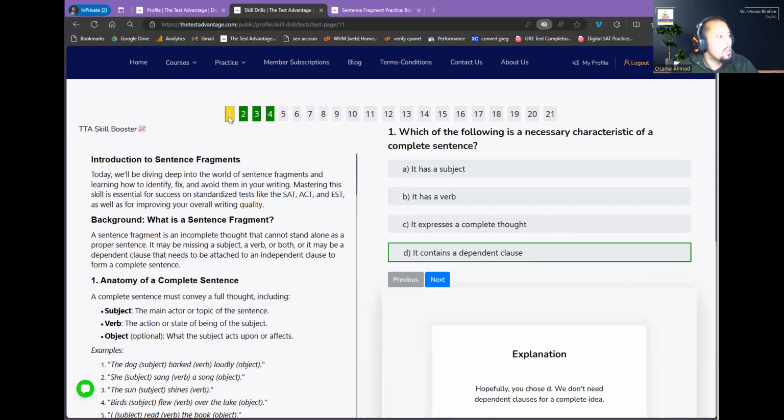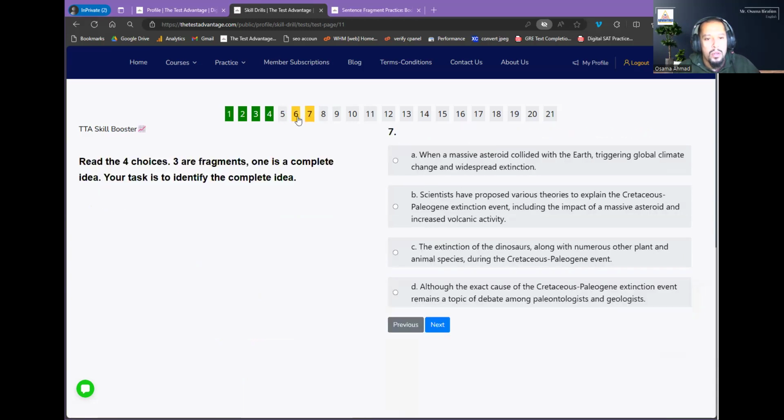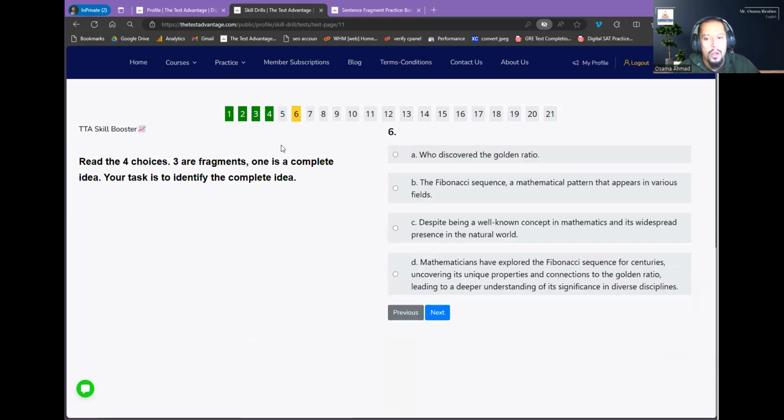Let's continue. We're on question number 7. There we go. Okay, so here we have 4 sentences. 3 are fragments, 1 is complete. Identify the complete idea.